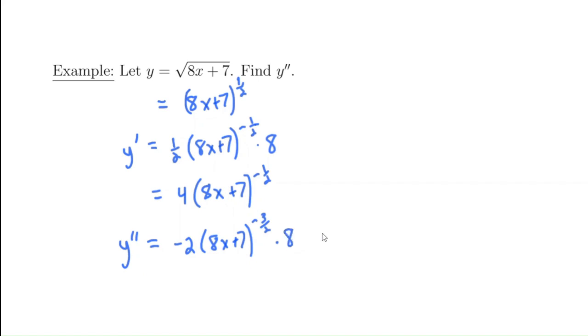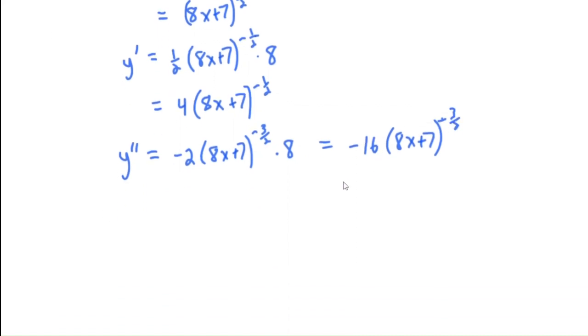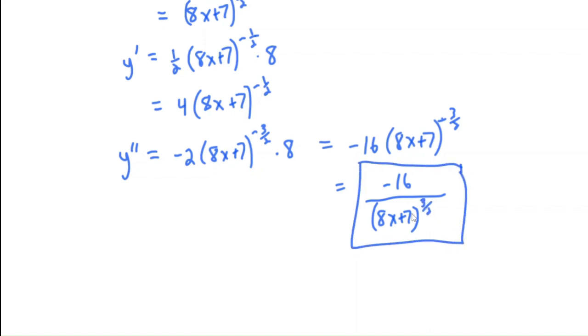Okay, we could leave our answer like this, but let's combine the 8 and the minus 2 and write this as minus 16 times 8x plus 7 to the negative 3/2 power. And by the way, if you didn't want to have a negative exponent, you could rewrite this as negative 16 over 8x plus 7 to the positive 3/2. And if you didn't want to have a fractional exponent, this is really 8x plus 7 cubed, but then take a square root. Okay, the square root of 8x plus 7 cubed. Or the square root of 8x plus 7 and then cubed.